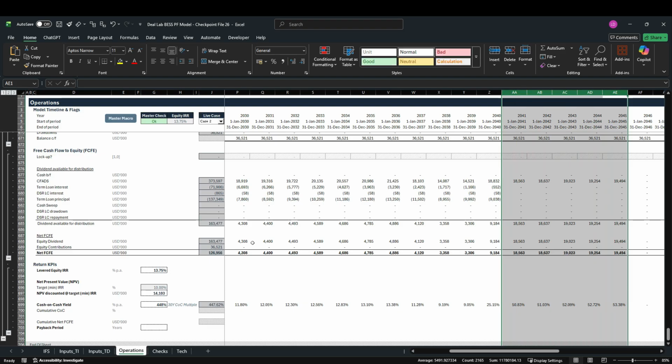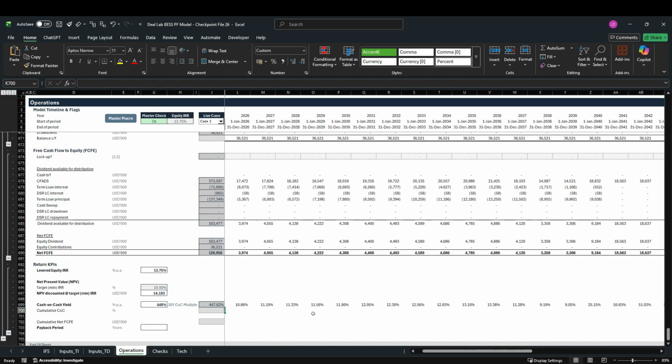And that is because our term loan principal is fully repaid after year 2040. And that is the reason why we get little cash flow back in the first 15 years and then a significant cash flow in later years. Because in the first 15 years, we have to mainly service our debt with all the cash flow that the SPV is generating.